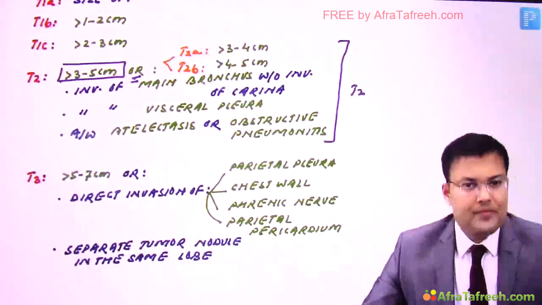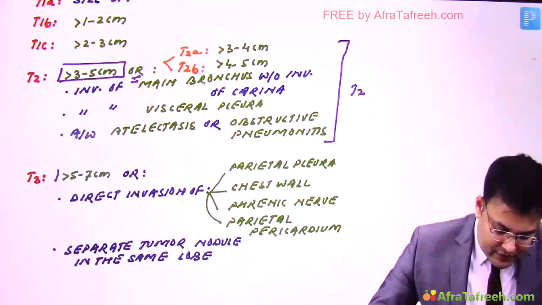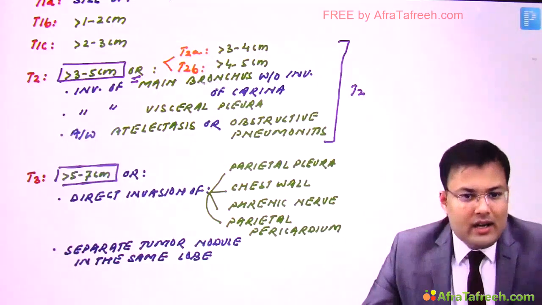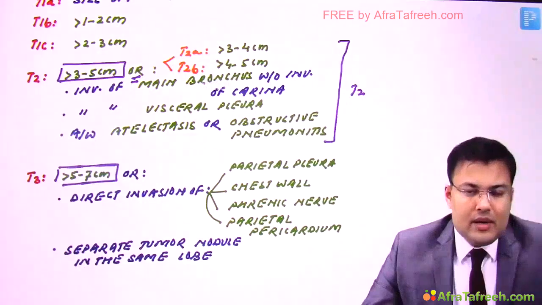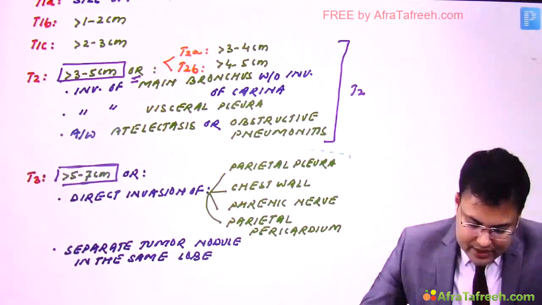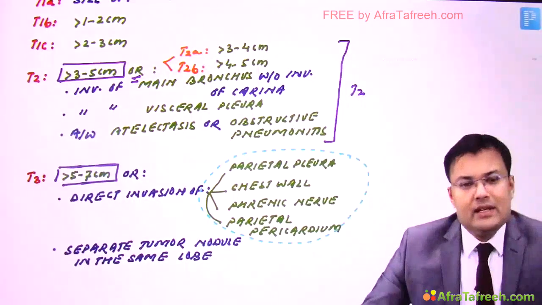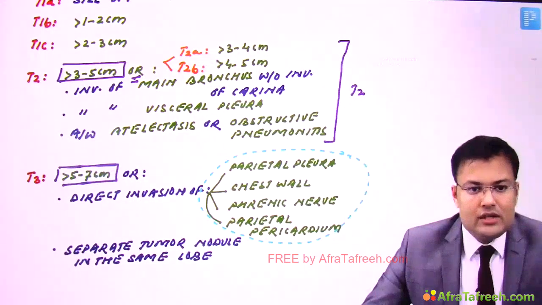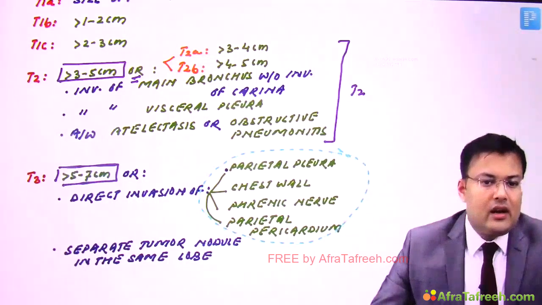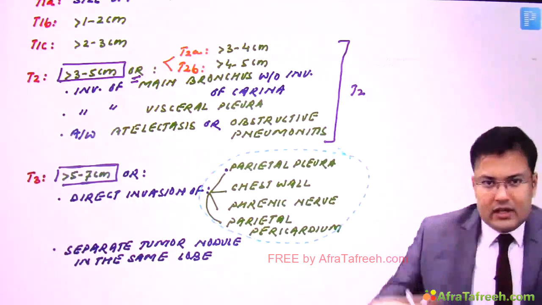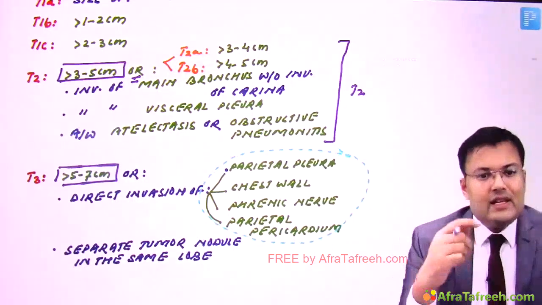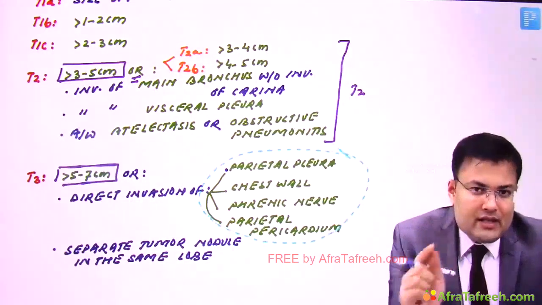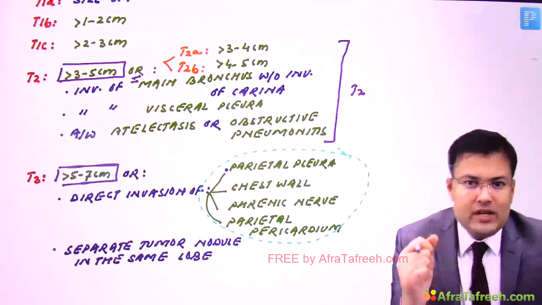If we see T3, here in T3 the size of tumor should be more than 5 to 7 centimeter, or there is direct invasion of parietal pleura, parietal pericardium, chest wall or phrenic nerve. So if there is direct invasion of parietal pleura, parietal pericardium, chest wall, phrenic nerve, this is included in T3. Or sometimes, suppose there is a lung cancer or tumor, and there is a separate tumor in the same lobe. So if there is a separate tumor in the same lobe, it is included in T3.